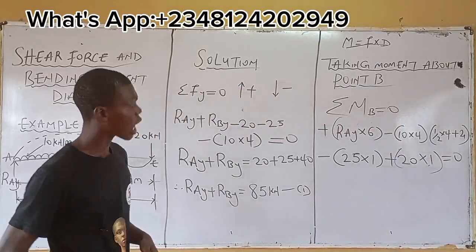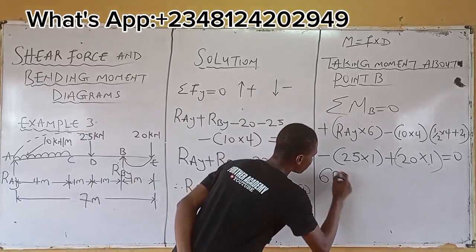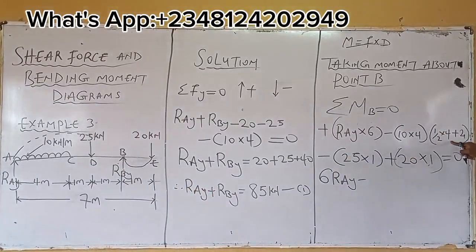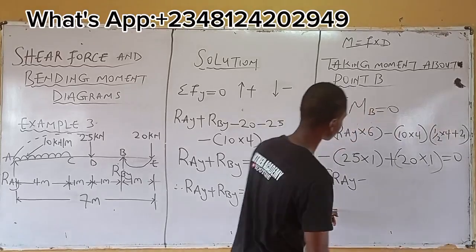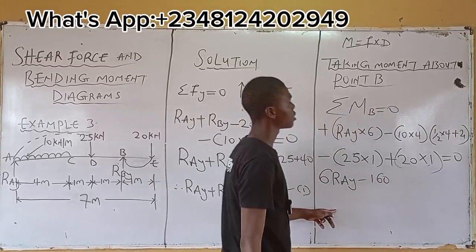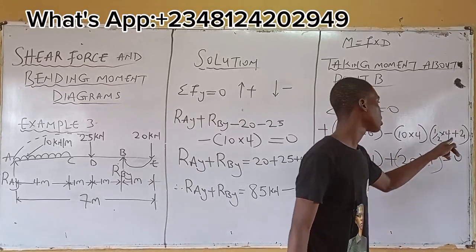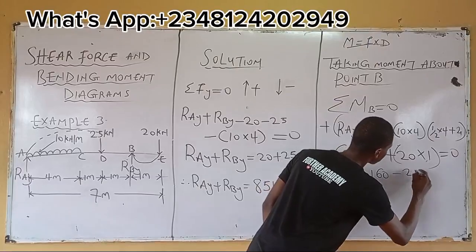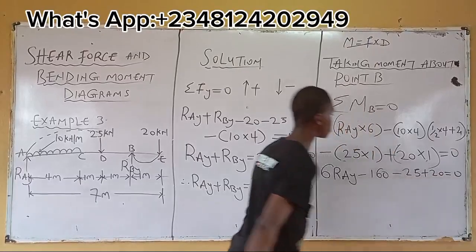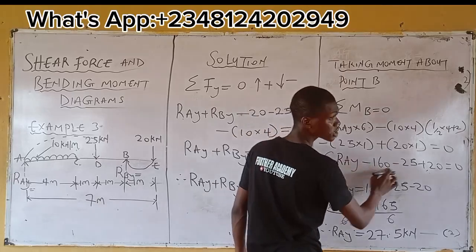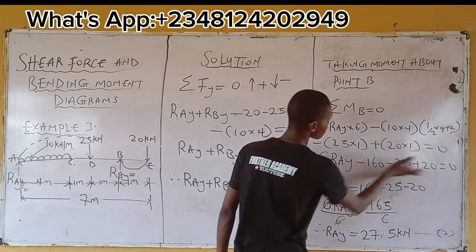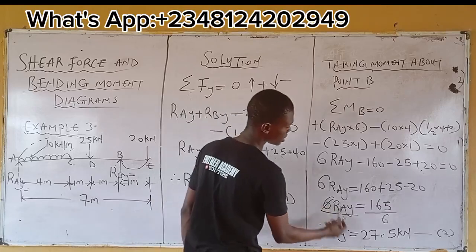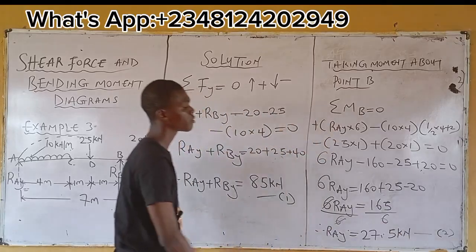So let's simplify this. Let's perform our algebra. It becomes 6RAY, right? Negative 40 times 4. 10 times 4 gives me 40, and 40 times 4 gives 160. Negative 25 plus 20 equals what? 6RAY minus 160 minus 25 plus 20 equals 0. The algebraic sum of this gives 165 over 6. Then, by the time you divide both sides by 6, you end up having 27.5 kilonewton.